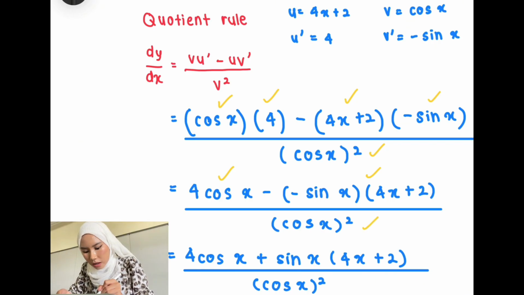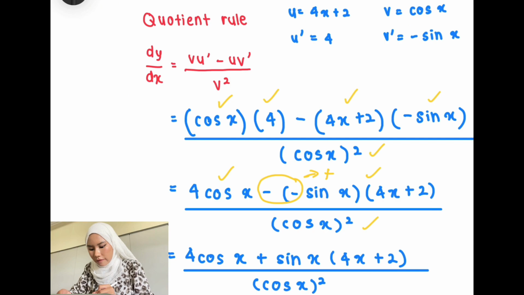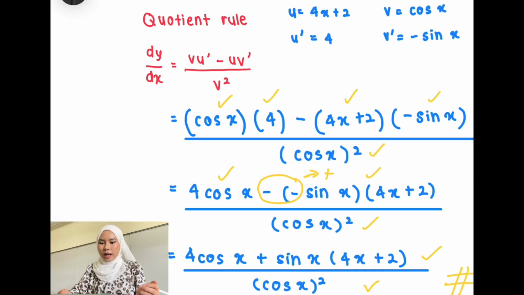Here we have a negative sign which will become positive. So our final answer will be 4 cos x plus sin x times 4x plus 2, over cos x squared. So this is our final answer for question 2b.